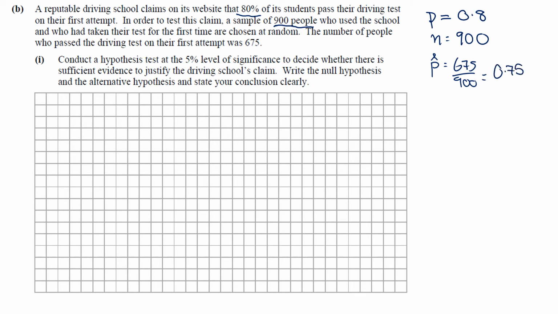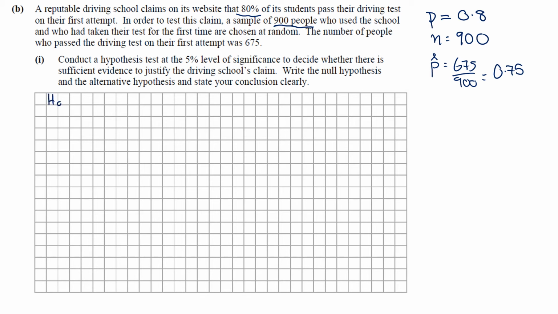Now, our proportion as given by the sample is not the same as the proportion that they claim, i.e. our population proportion, but we can use hypothesis testing to see whether that sits within a reasonable frame for us to decide whether to accept or reject their claim. So, conduct a hypothesis test at the 5% level of significance to decide whether there is sufficient evidence to justify the driving school's claim. Write the null hypothesis, the alternative hypothesis, and state your conclusion clearly.